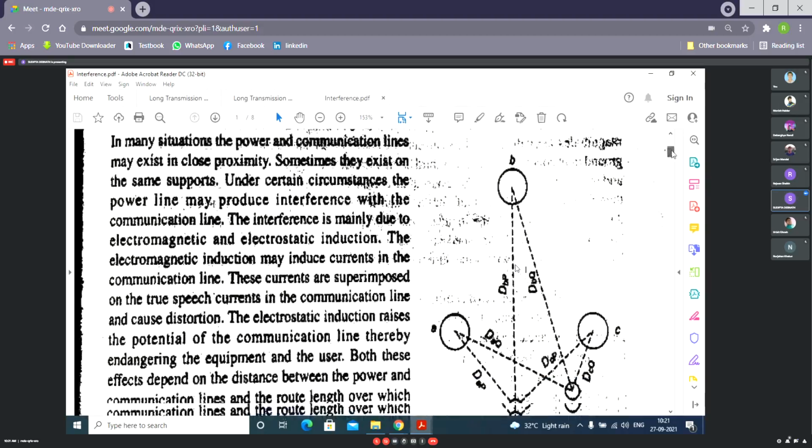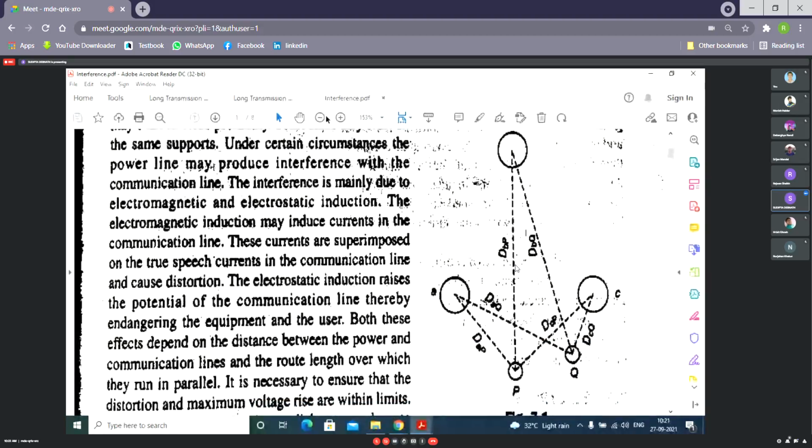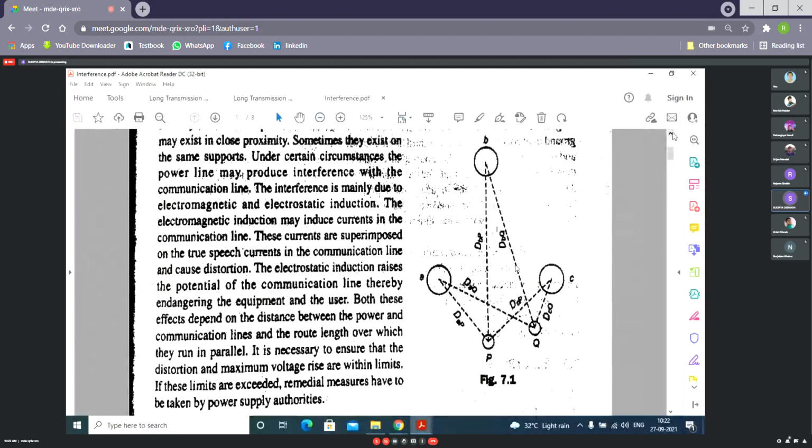Now see, we will consider a three-phase line. The power line is three-phase, say A, B and C. It may be symmetrical, maybe unsymmetrical. In most cases it is unsymmetrical, and to equalize the effects we do transposition. And let us consider that these two are the communication lines, P and Q. They lie in close proximity with the power lines. So the effect will be both electrostatic and electromagnetic.